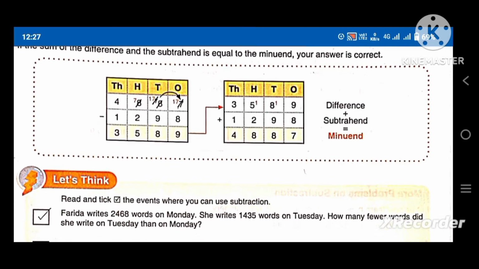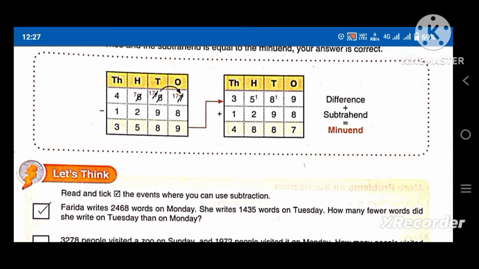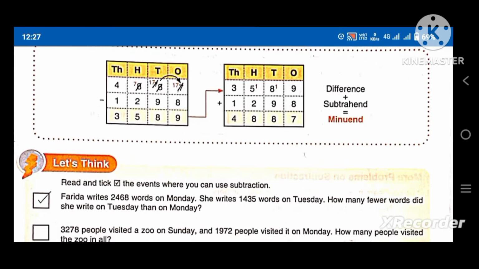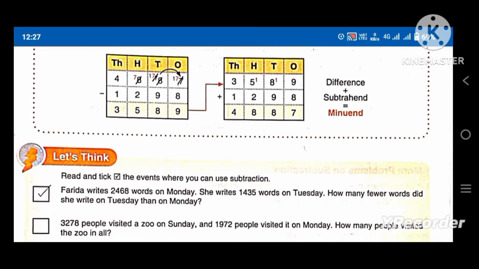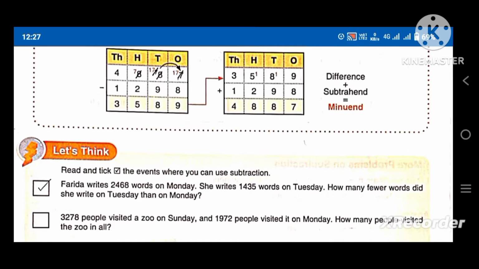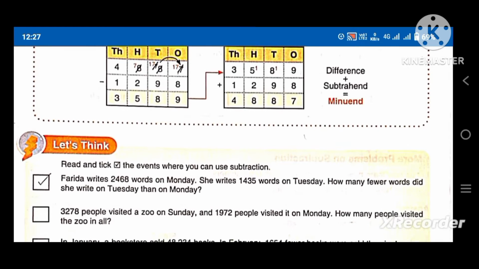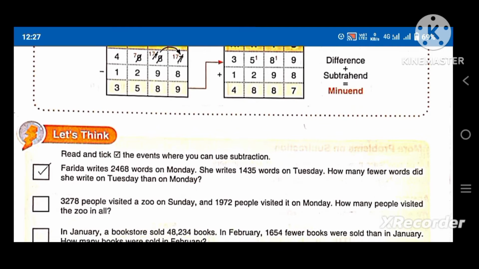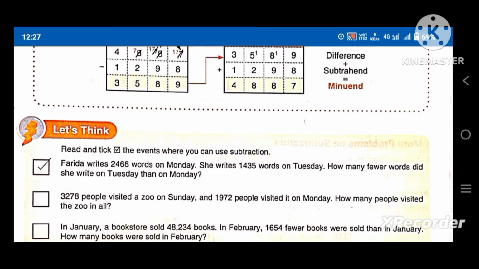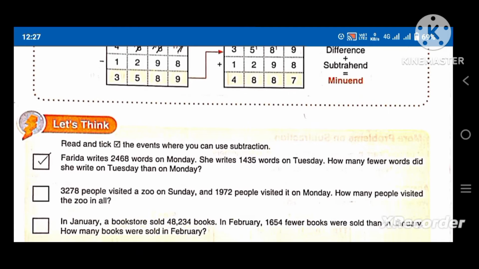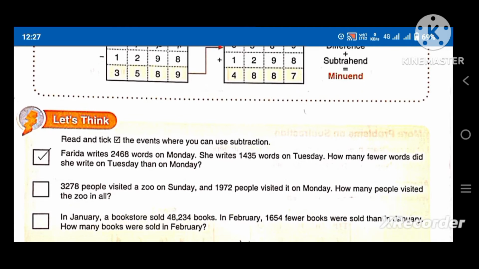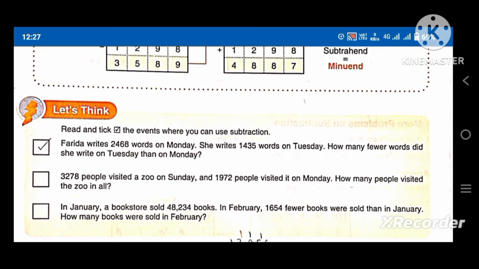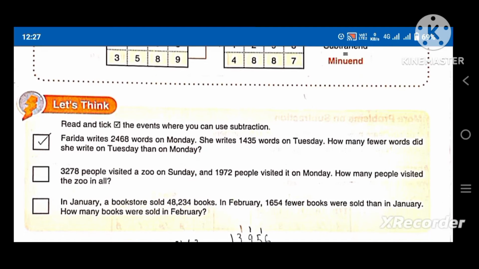Let's think, read and tick the right mark on the events where you can use subtraction. First one, Farida writes 2468 words on Monday. She writes 1435 words on Tuesday. How many fewer words did she write on Tuesday than on Monday? We can subtract in this question.